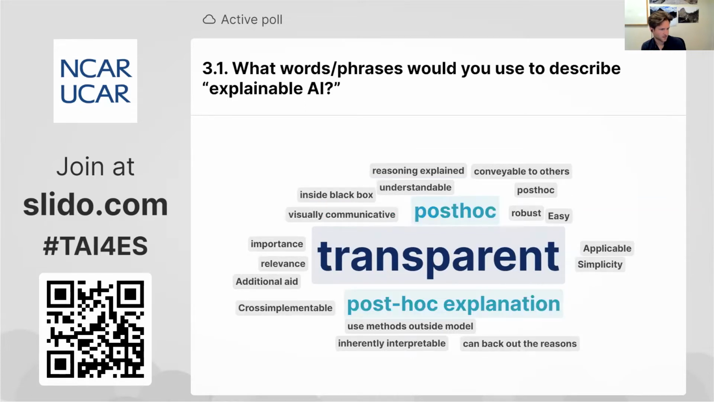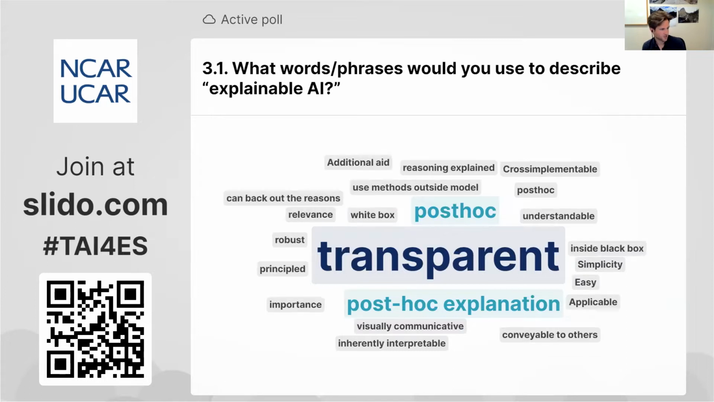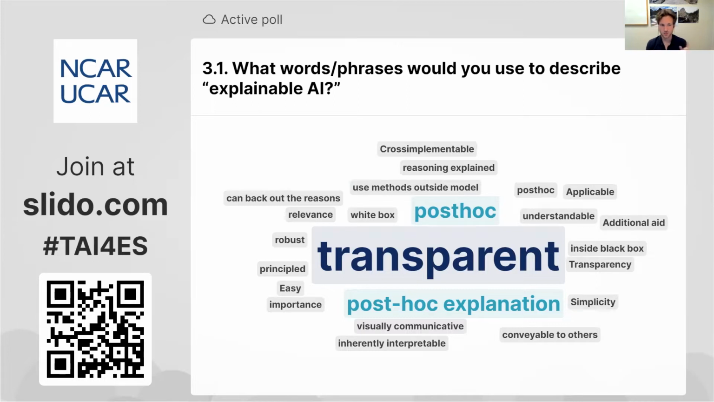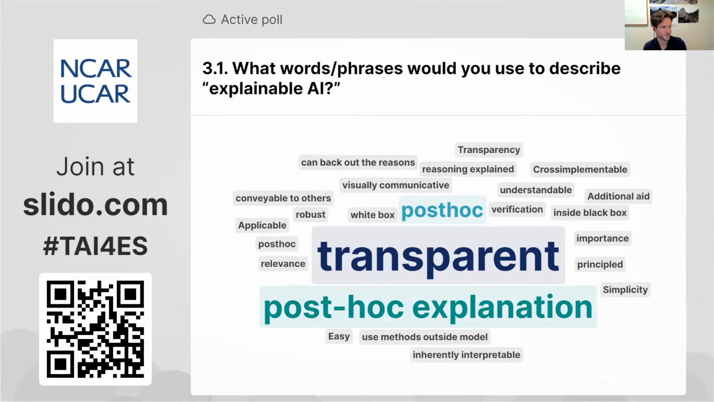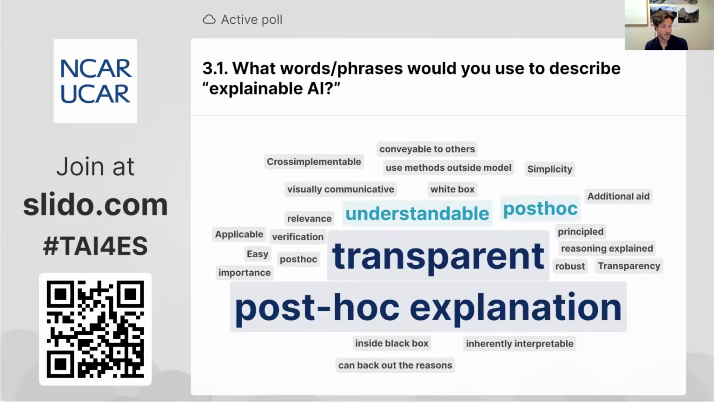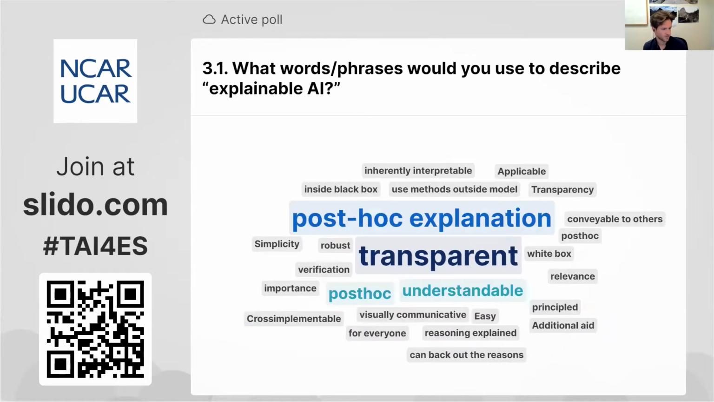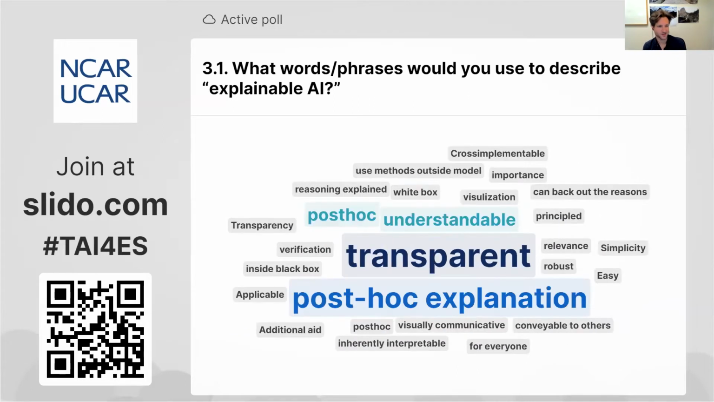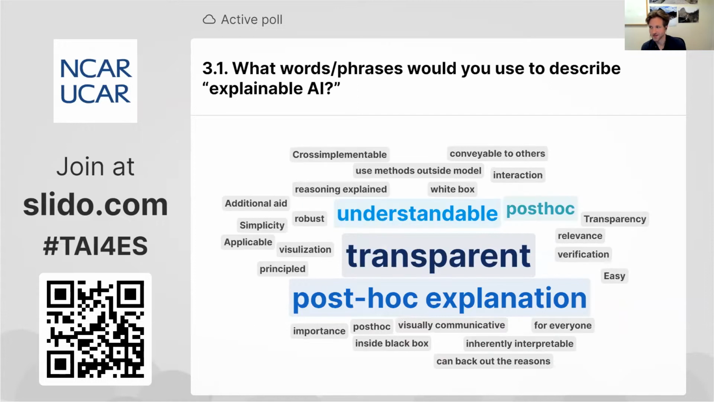All right. Simplicity is coming in too. That's an easy one. Post hoc explanation. Okay, so we're kind of getting that difference between interpretable and explainable. You can see that post hoc is really coming back in. So people are paying attention yesterday, so that's great. Nice, white box. Awesome. Using methods outside the model, right? So we apply something else to it. We got verification. Okay. Great. So we're picking up on a lot of those big themes from yesterday for sure.